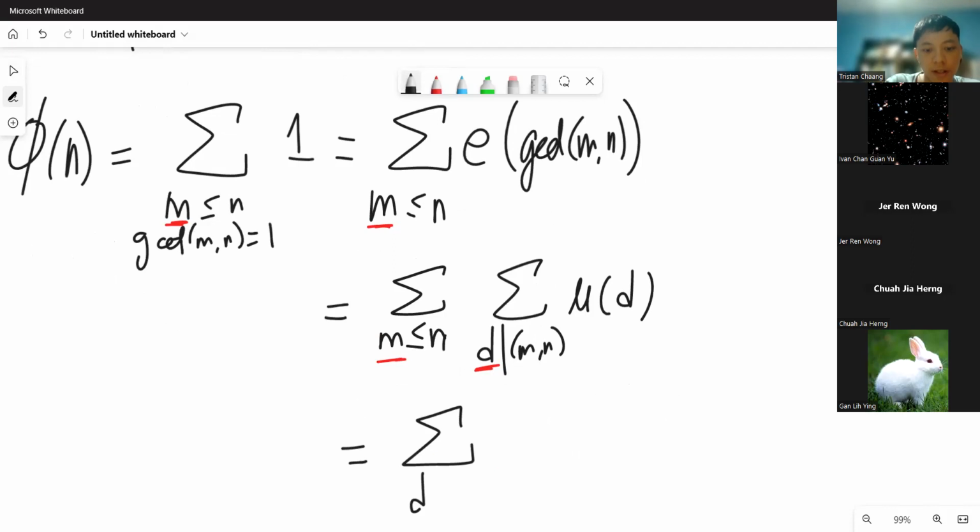So what should I let D be? Like, where should it run over? What should it run over? So D must satisfy D divides the GCD of M and N, and D is also less than or equal to N. So I can just use this condition first. D divides N.